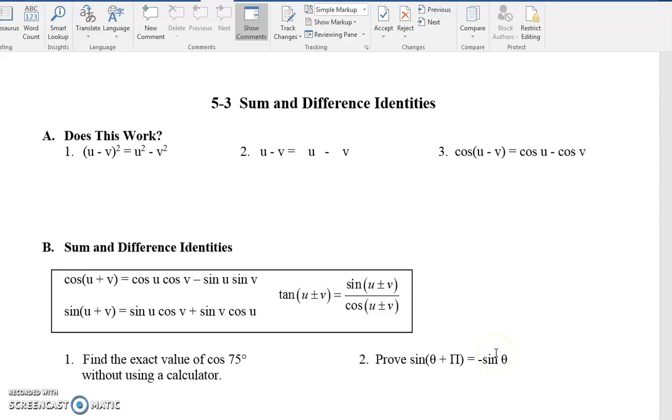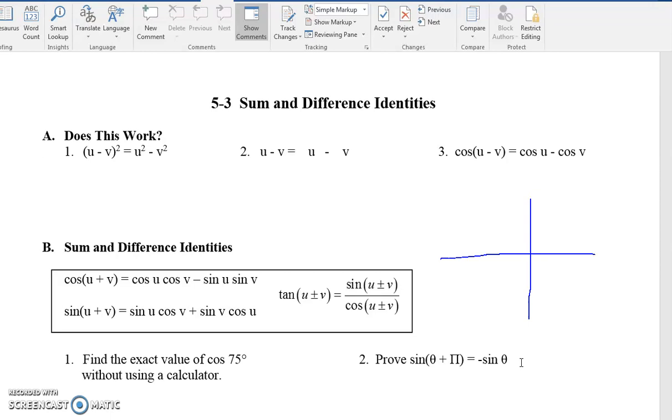So in our last video for section 3, we're going to look at this example down here below. We want to prove that a certain identity works. We want to show that sine of theta plus pi equals negative sine of theta. So before I do too much with this, I just want to draw you a quick picture to show you kind of what this will look like in the end, or exactly what we're trying to prove.